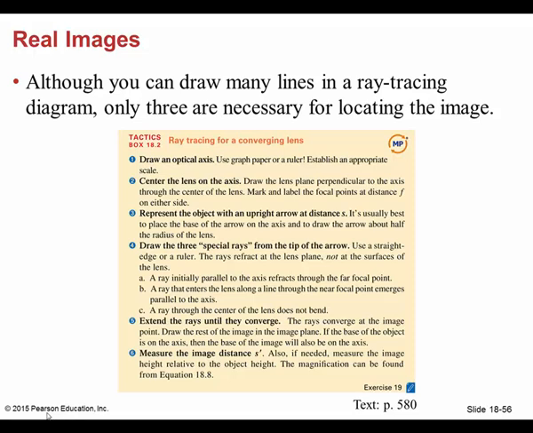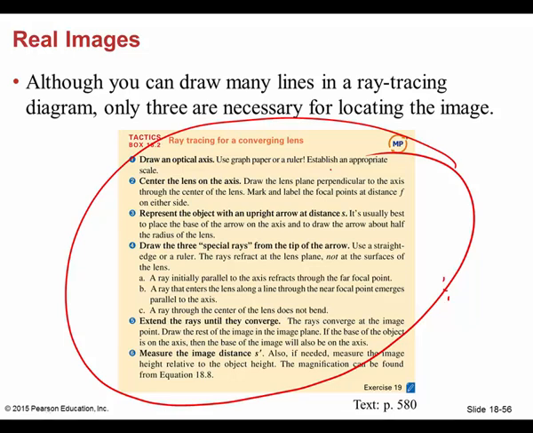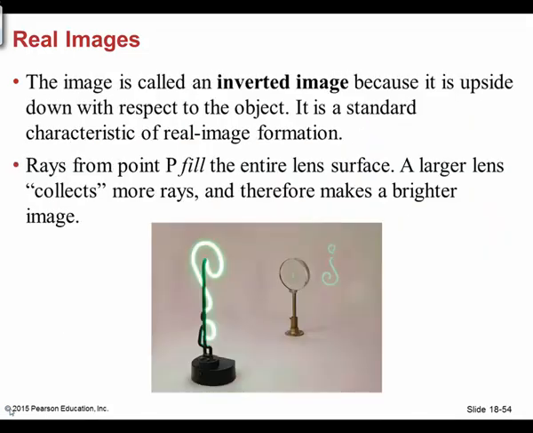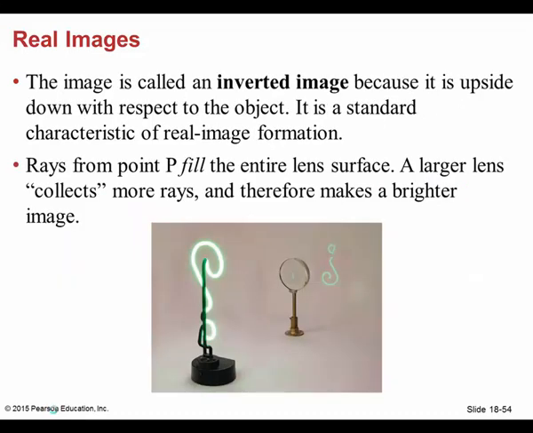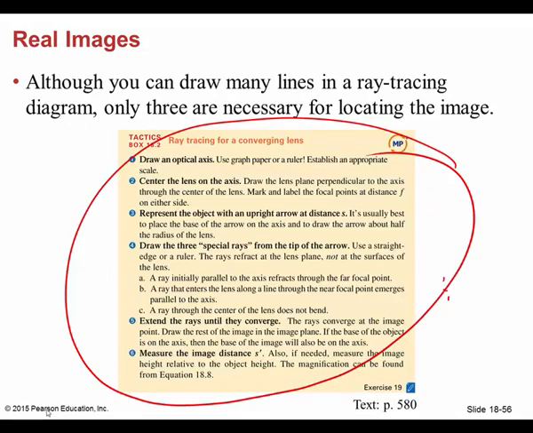Now, again, here are some good rules. I kept this slide in here because of the directions on tracing, and we'll do a problem or two where we actually draw and trace these so you can see how it works. When you get done, you'll have a drawing that looks something similar to that, except it won't have this many rays on it, okay? These are good rules to go by. Draw the optical axis, use graph paper or a ruler. You need to always establish an appropriate scale. What do you mean?